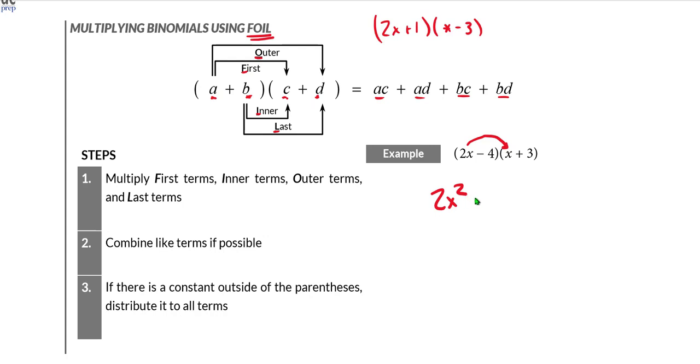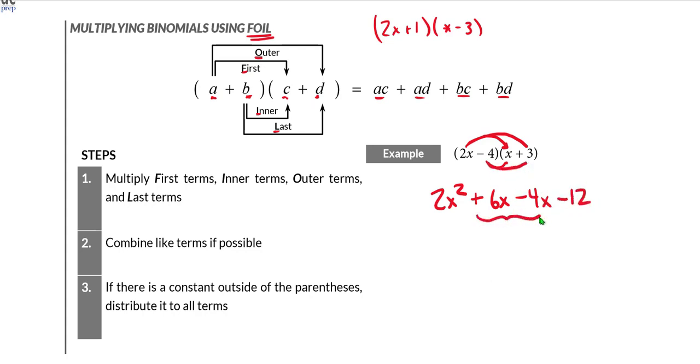I'm sure most of you know how to do this process. So 2x times x is 2x squared. 2x times 3, those are the outer terms, that's going to be positive 6x. Negative 4 times x, that's minus 4x. And negative 4 times positive 3, that's negative 12.